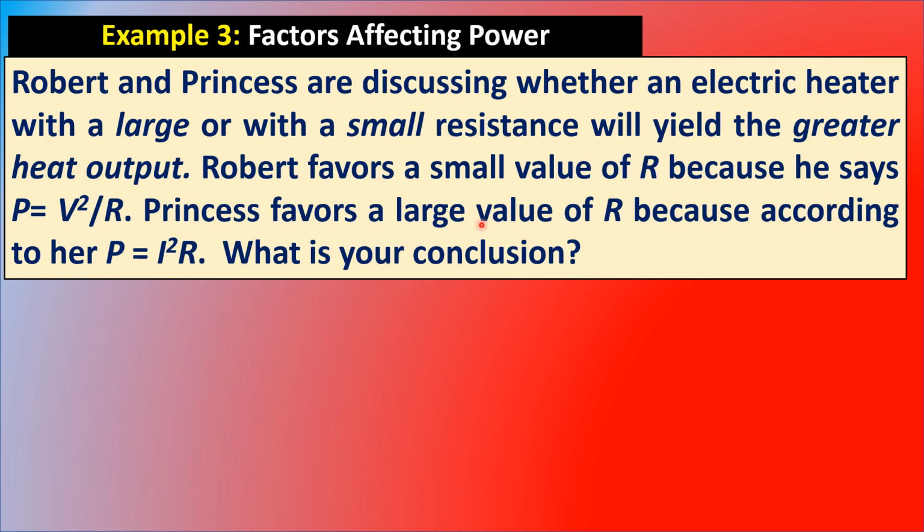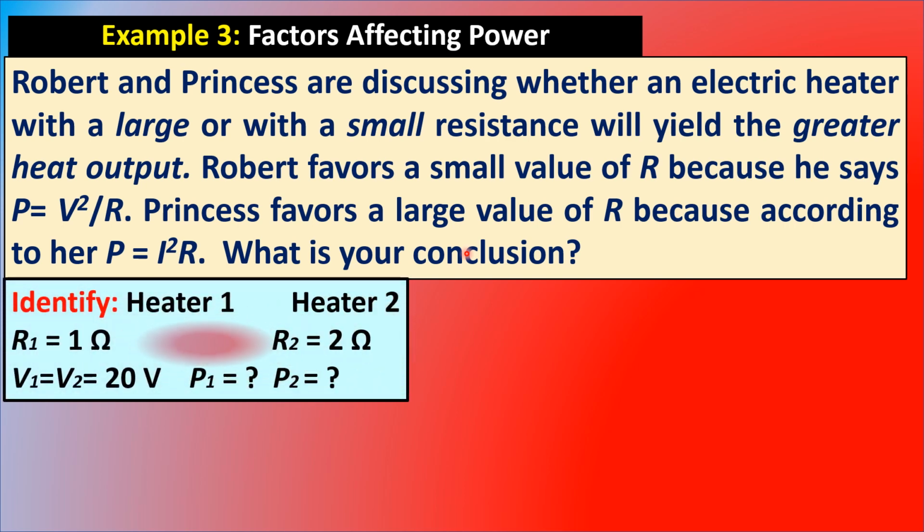While Princess favors a large value for R because of her belief that the power is equal to I squared times R, and that using this equation, it looks like R is directly proportional to the power. So that the bigger the value of R, the bigger the power. So which between these two students is correct?